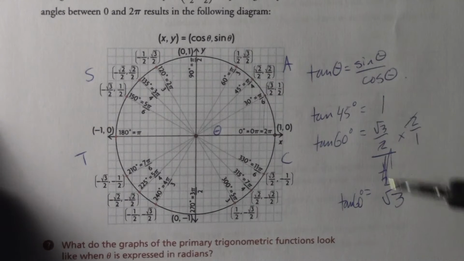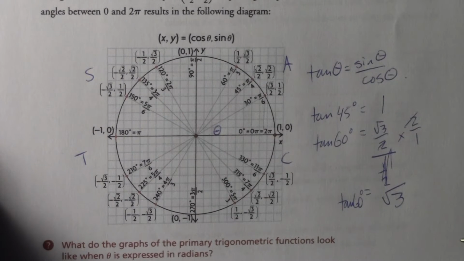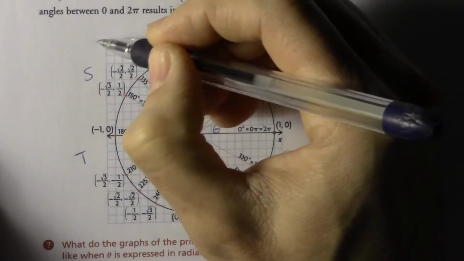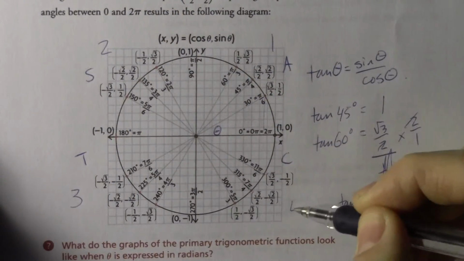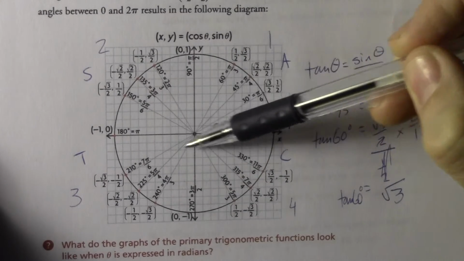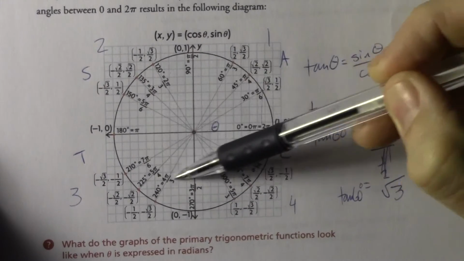Okay, Marco? So where do you start counting the quadrants? From C or A? From A. This is quadrant 1, 2, 3, 4. Okay? It's the same way you would count the way you count angles. Okay, angles go this way.